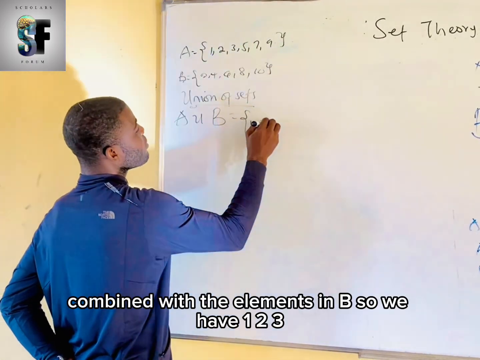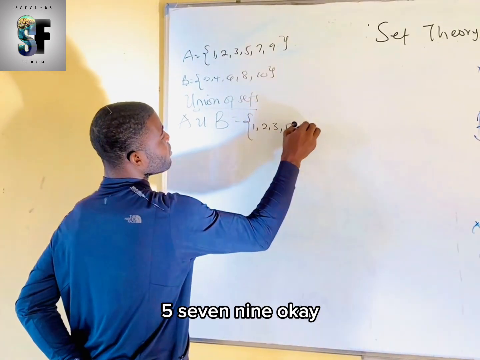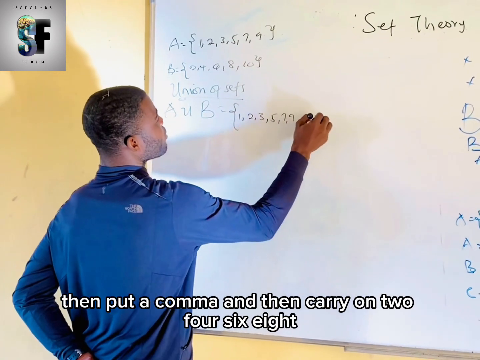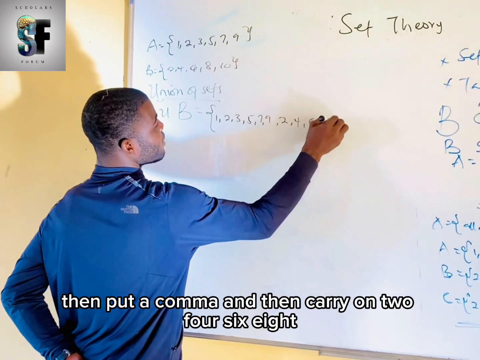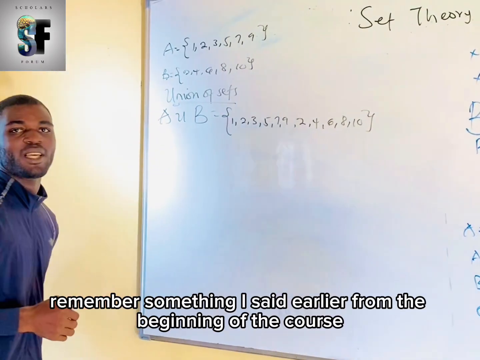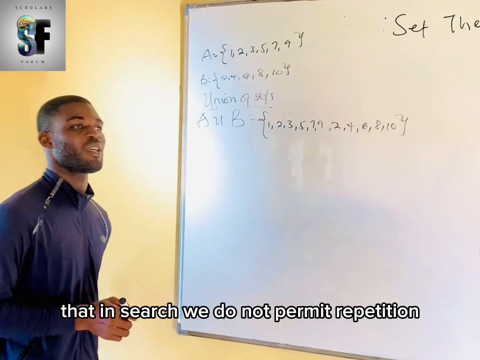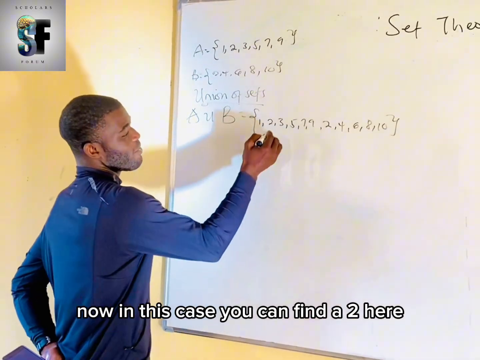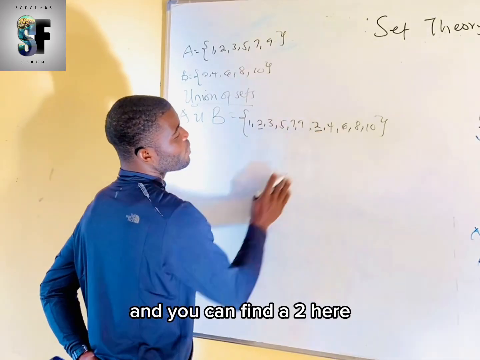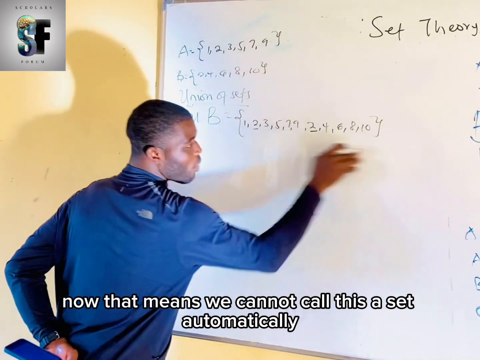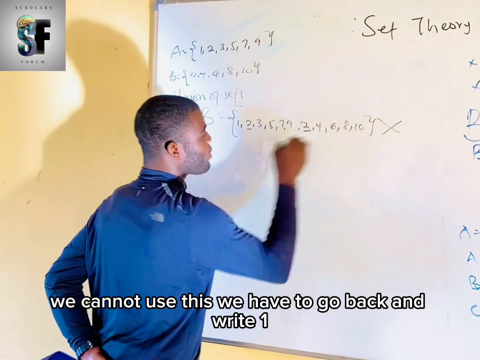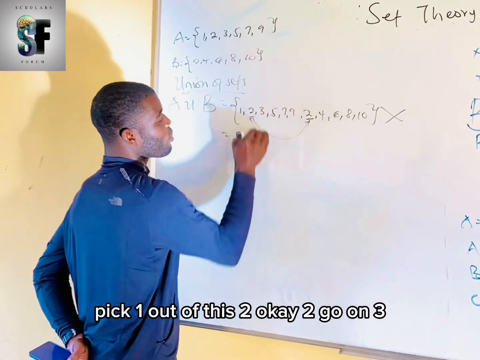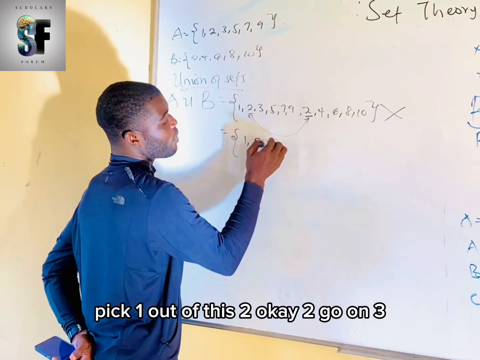So we have 1, 2, 3, 5, 7, 9. Okay. Then put a comma and then carry on. 2, 4, 6, 8, 10. Now, remember something I said earlier from the beginning of the course, that in sets we do not permit repetition of elements. Now, in this case, you can find a 2 here and you can find a 2 here. Now, that means we cannot call this a set. Automatically, we cannot use this. We have to go back and write 1. Pick 1 out of these 2. Okay, 2. Go on, 3.